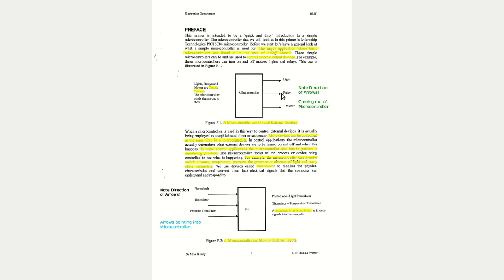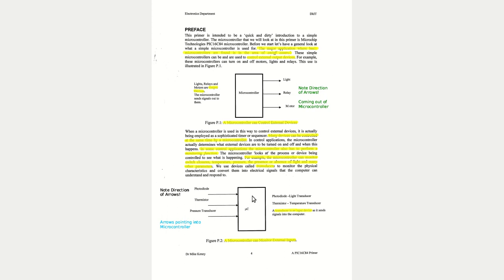The same with the relay. If I send the logic 1, the relay closes. And if I send the logic 0, the relay opens again. And again, if I send the logic 1 out here to the motor, the motor starts turning. And if I send the logic 0, the motor turns off again. Note the direction of the arrows, they're coming out of the microcontroller. So that indicates that a light, a relay and a motor are output devices. So the microcontroller sends signals out to these output devices.